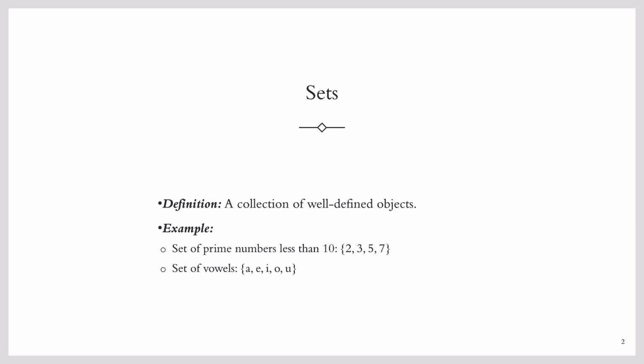A set is a collection of well-defined objects. For example, let's say we have a set of prime numbers that are less than 10. Then it would include 2, 3, 5, and 7 as its objects. Sets are written in curly brackets, and each object is separated by a comma. For example, if we were to make a set of vowels, we would write A, E, I, O, U.